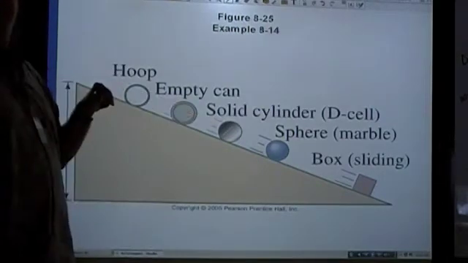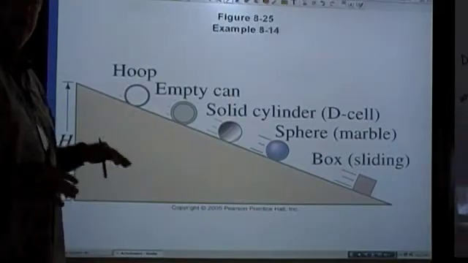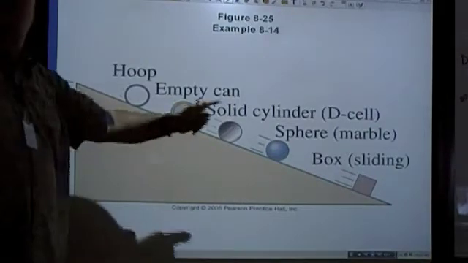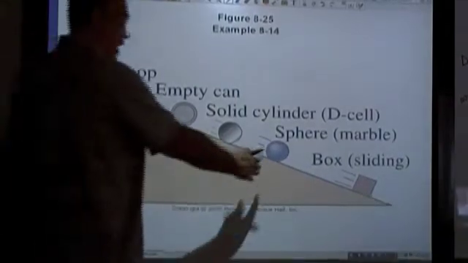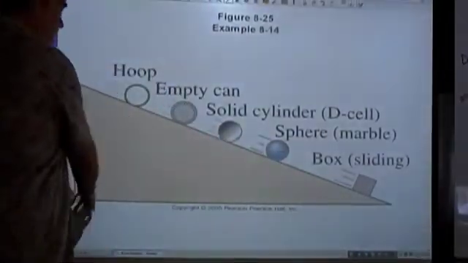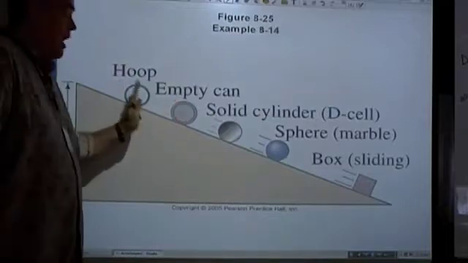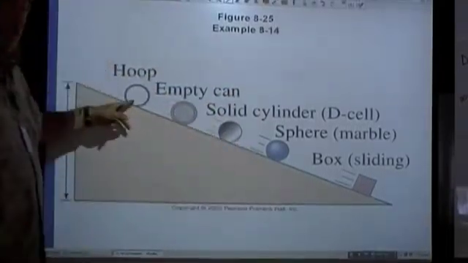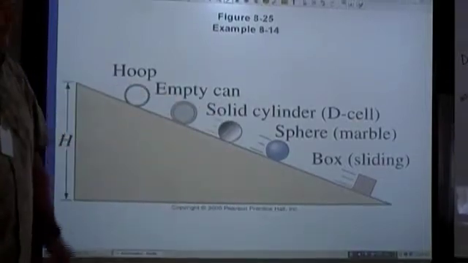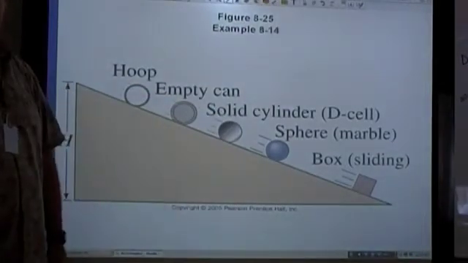That box is going to get to the bottom first, because MGH equals only 1/2 mv squared for the box. These four objects, MGH up here has to equal 1/2 mv squared plus the rotational energy that each one of these is experiencing and that the box does not. So the box gets down at the bottom first.